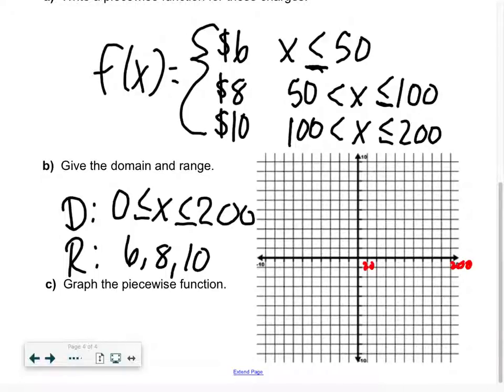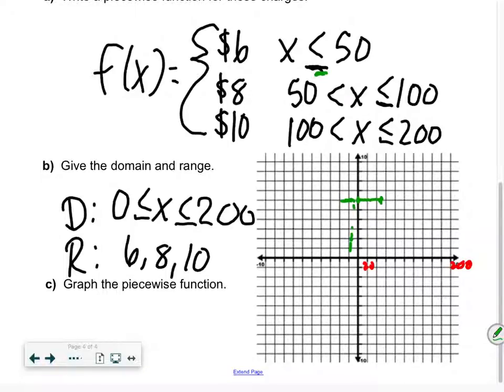So if I'm up 1, 2, 3, 4, 5, 6, here's $6. What are my x values that equal $6 shipping? Up to 50, so somewhere in between here. Am I inclusive with the open circle or closed circle? Over 50 and up to $6. Since it's equal to, we have a closed circle. Okay, I got you now.